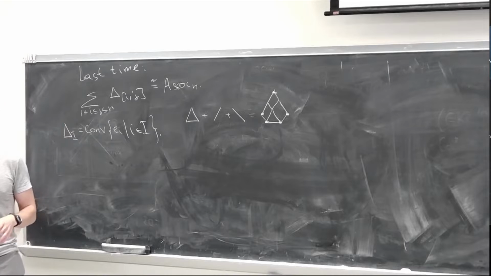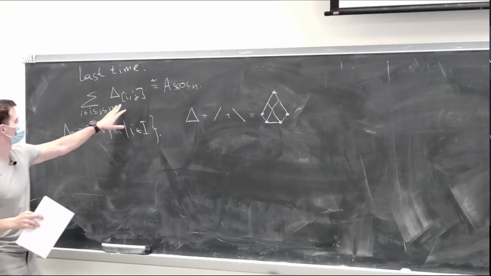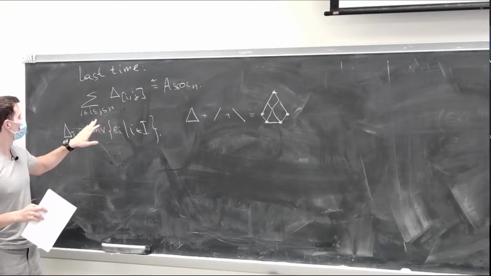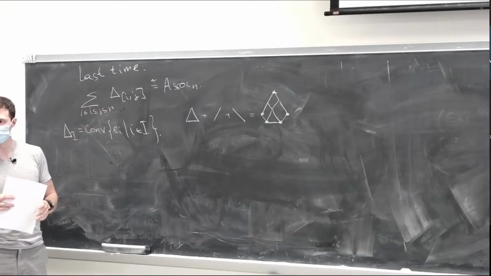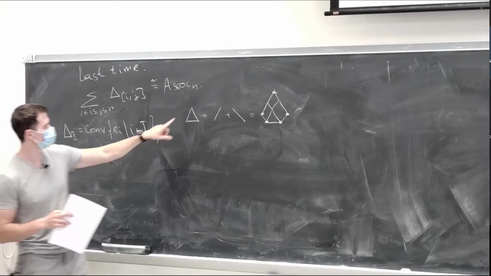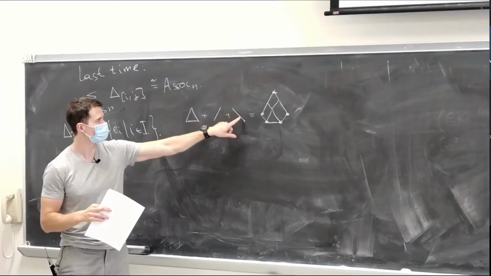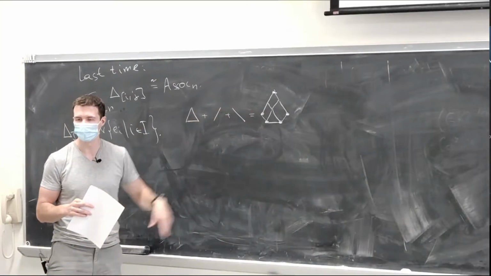Question? A formal definition for which side? It's the Minkowski sum. So you take a point from each of the summands, and then you sum them up, so you get all possible collections.